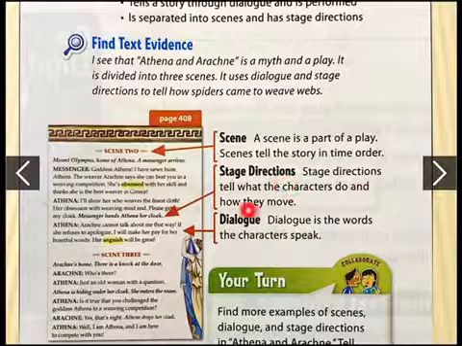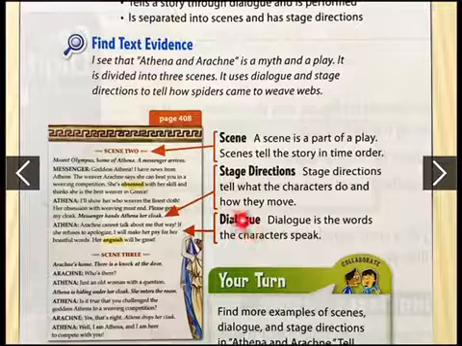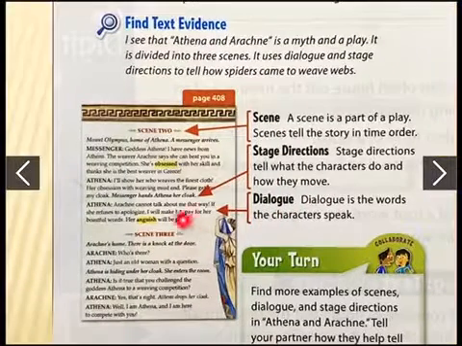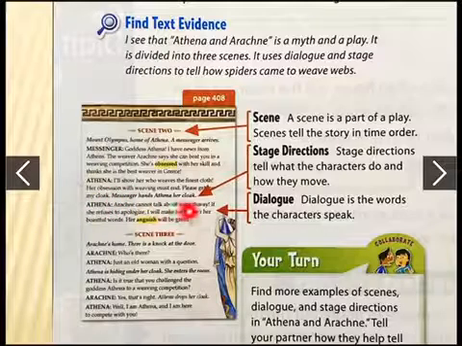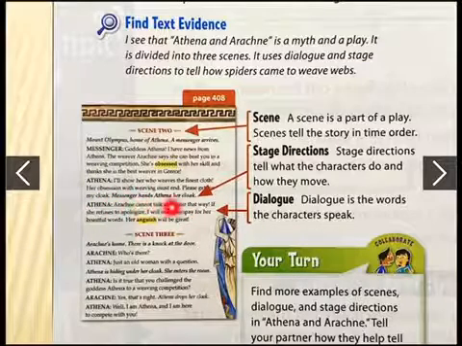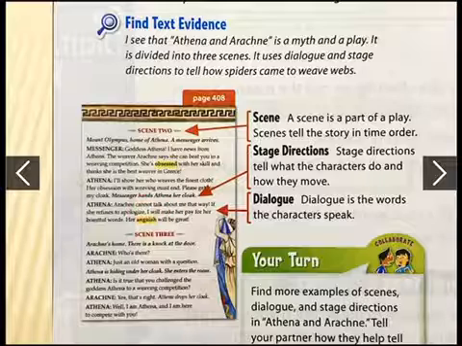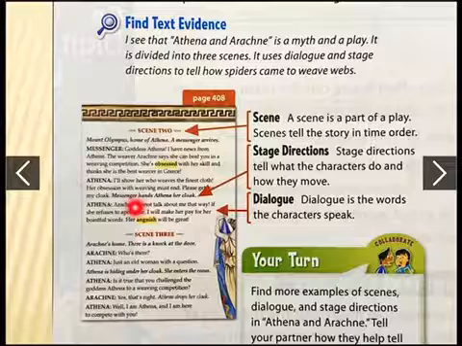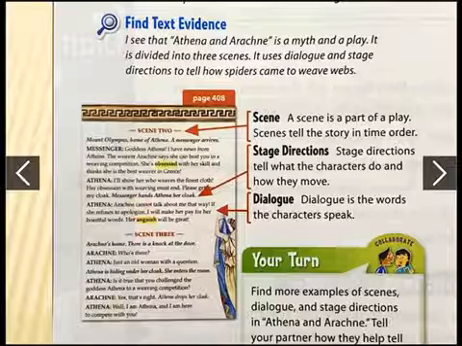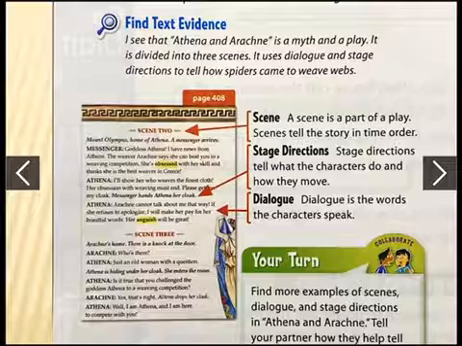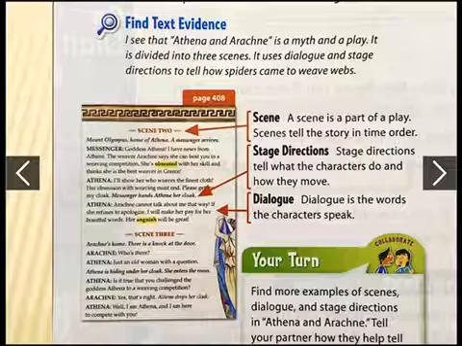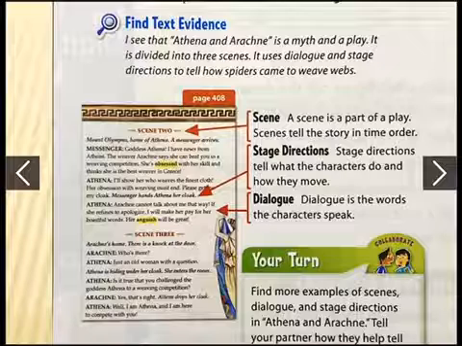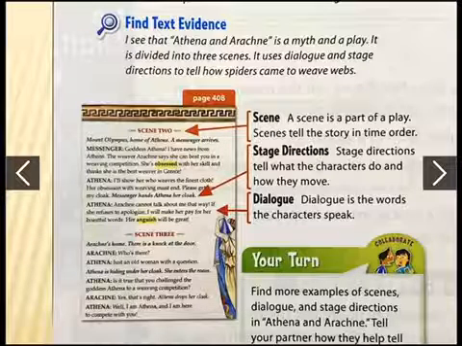Now, what are stage directions? Stage directions tell what the characters do and how they move. So usually you would see the stage directions within the drama itself like this. It will have a different font or sometimes it will be written in parentheses. These ones are not part of the story, the stage directions. They just tell the actors what they should be doing when they are performing the drama. Okay? We will see more of this when we read the story.